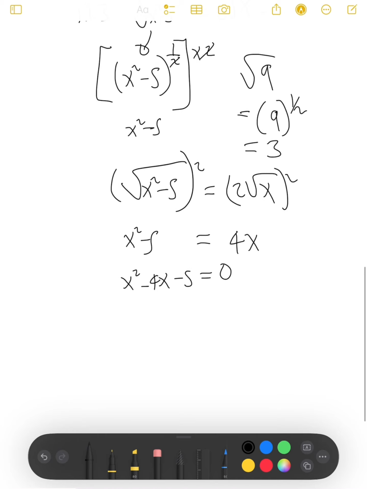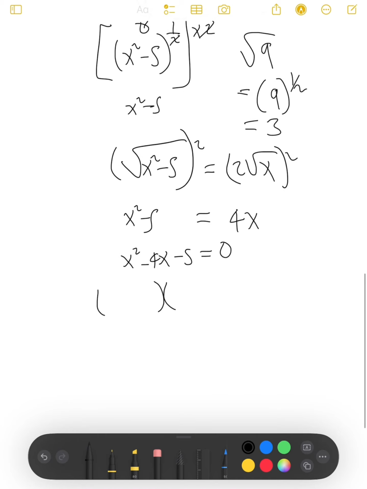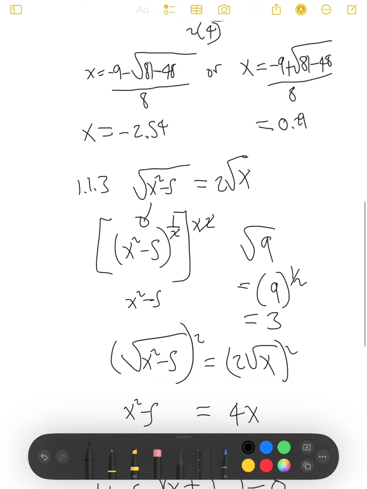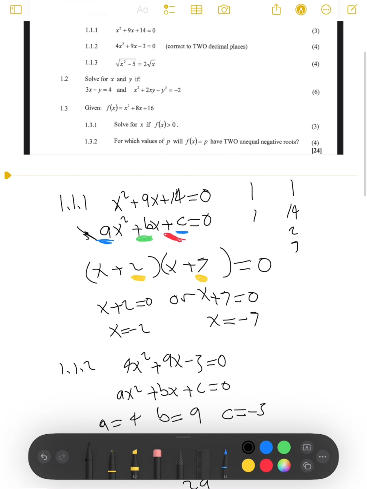Following the very same rules that I've given you before on how we choose our factors and their signs, here we're going to have x and x, and then minus, and the other one will be positive to maintain this sign here. So we're going to have minus 5 and plus 1. From that, x minus 5 equals 0, or x plus 1 equals 0. Then x equals 5, or x equals -1. So yes, we are done with 1.1.3.